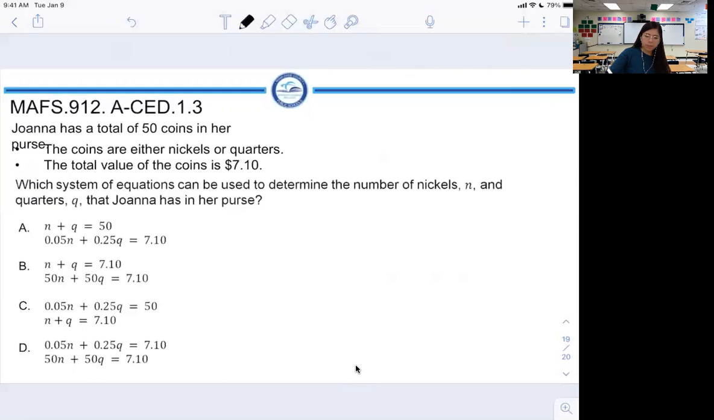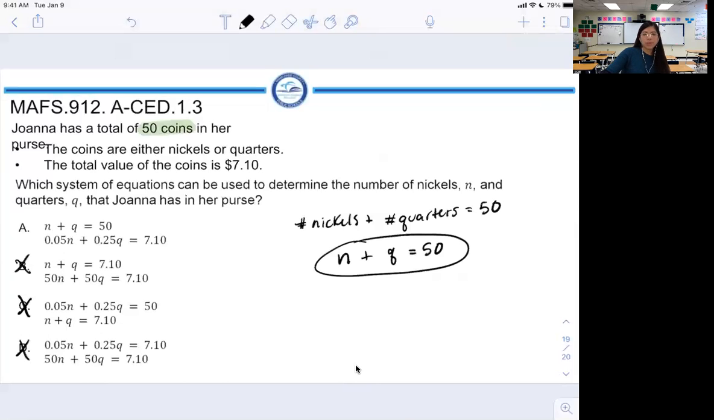All right, so I know that she has 50 coins total. So the number of nickels plus the number of quarters has to be 50. So that's n plus q equals 50. So what can I get rid of? I can get rid of C, and I can get rid of B, and oh wow, I can actually get rid of D as well, because none of those have the correct equation.